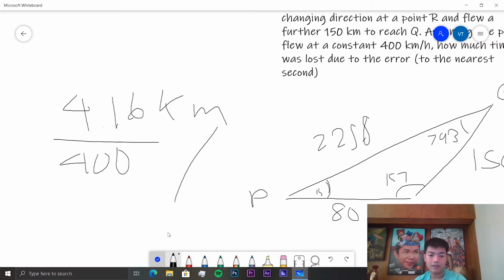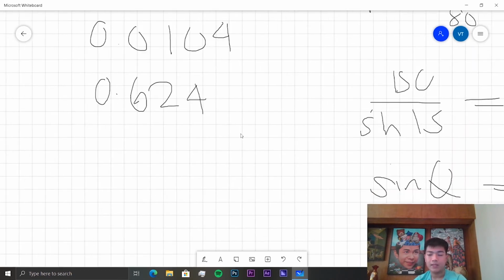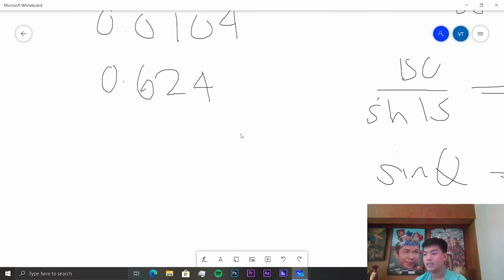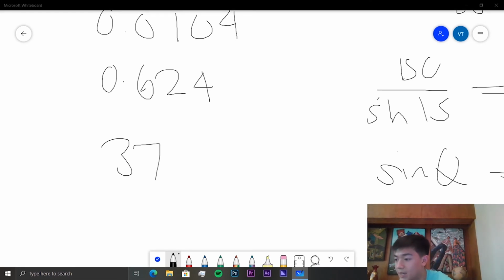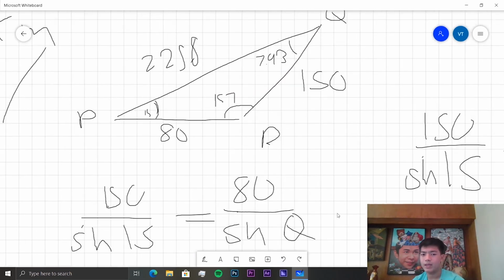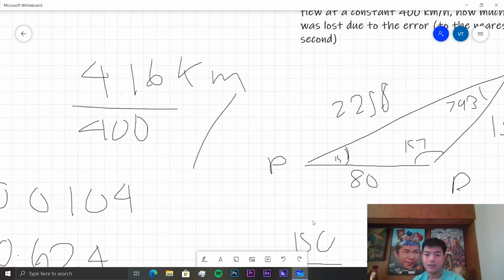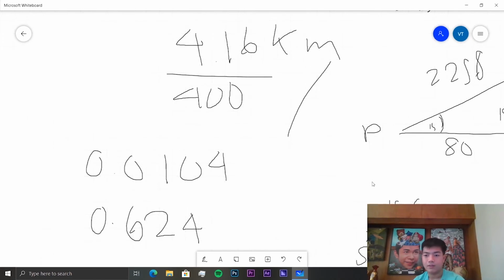So that's around 0.0104 hours, which we multiply by 60, so we get that it was around 0.624 of a minute. And so multiply by 60 seconds in a minute, and we get that this caused around 37 seconds of a loss in time, except the book says 41, and it might potentially be due to a rounding error somewhere, so I'm going to discount that as a rounding error.